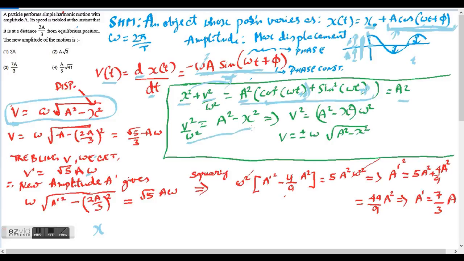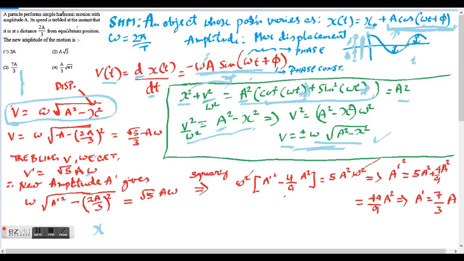Now I'm going to send x² over to the other side and I'll get v²/ω² = A² − x². And then v² = (A² − x²)ω². And then I'm going to take the square root to get v = ω multiplied by √(A² − x²). So that's just the maths part. Good to know where it came from. Let's solve the question. So the question says there's a particle and it is exhibiting SHM, right?